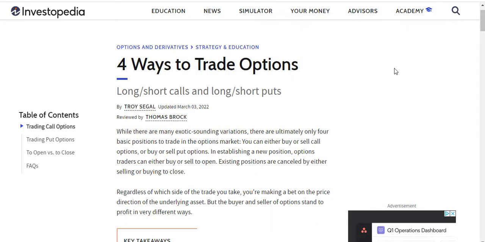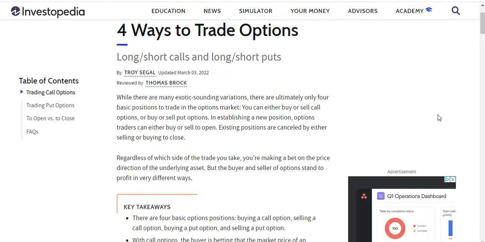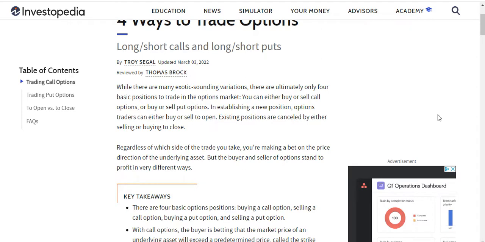So okay, let's look at the 4 ways to trade options. I'm on Investopedia again because it's really good. I'm just going to cover very quickly the 4 ways to trade options. So basically, while there are many exotic sounding variations, I'm just going to read what it says on Investopedia. There are ultimately only 4 basic positions to trade in the options market. You can either buy or sell call options or buy or sell put options. In establishing a new position, options traders can either buy or sell to open. Existing positions are cancelled by either selling or buying to close.